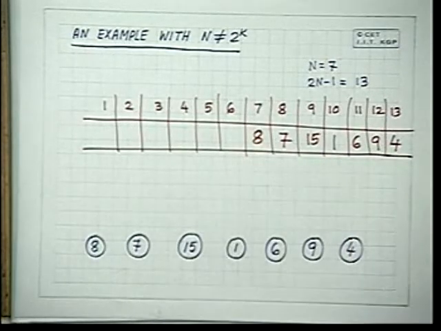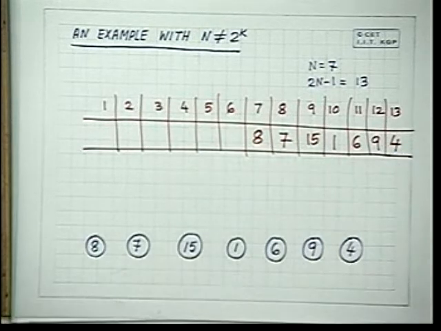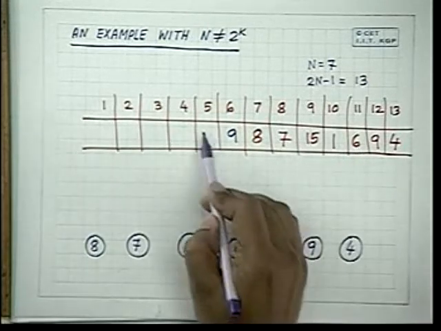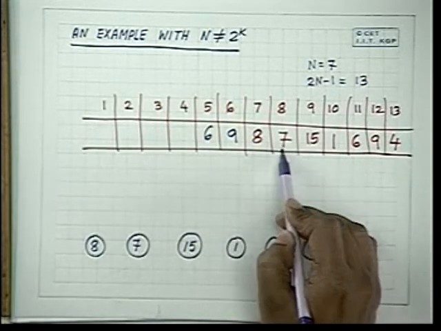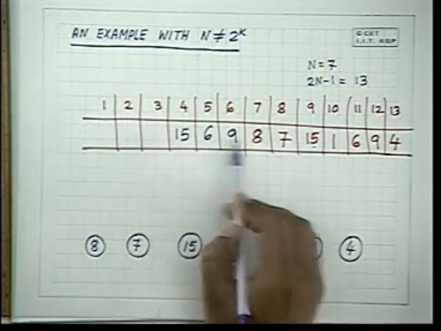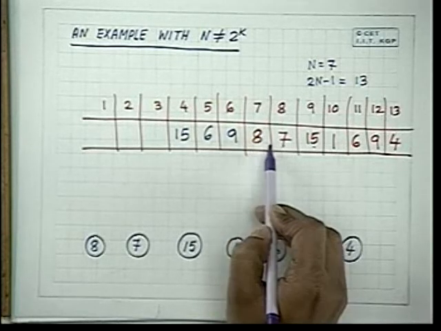And then start backwards. 9 and 4 will be put in 6. So 9 is put here. 1 and 6 is going to be put in 5. These two are going to be put here. Now note, since it was an odd number, there was a problem, but that problem is taken care of.